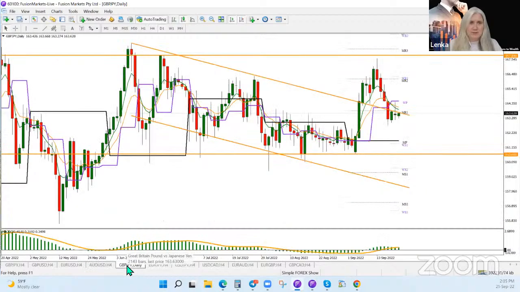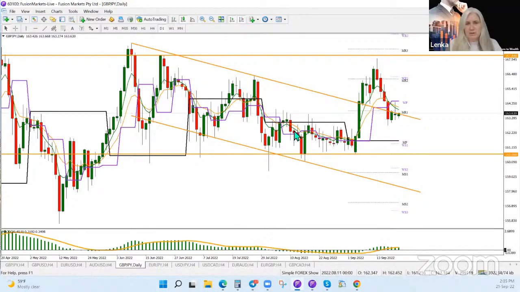Okay, next currency pair I'm looking at is GBP/JPY. And here I'm looking for short. So we've had the price within the channel going downwards. We had this break above and now closed below. So looking to see, is this going to be a false break? We have the retest of the weekly pivot. So looking at going short.